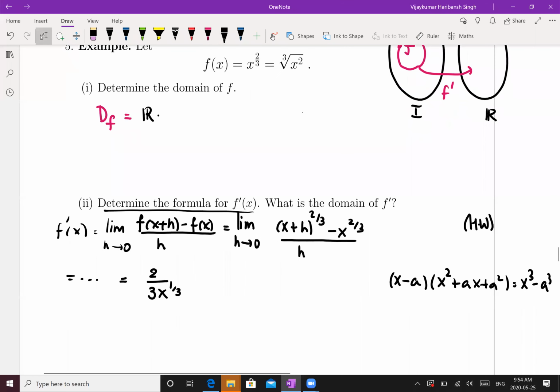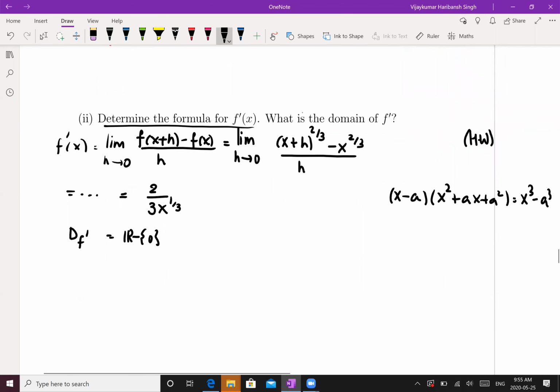So in this case, what is the domain of the derivative? Domain of f prime is all real numbers except what? Except 0, because at 0 the denominator becomes 0, so it's not defined at 0. All right. Now let's draw the graph of this guy.